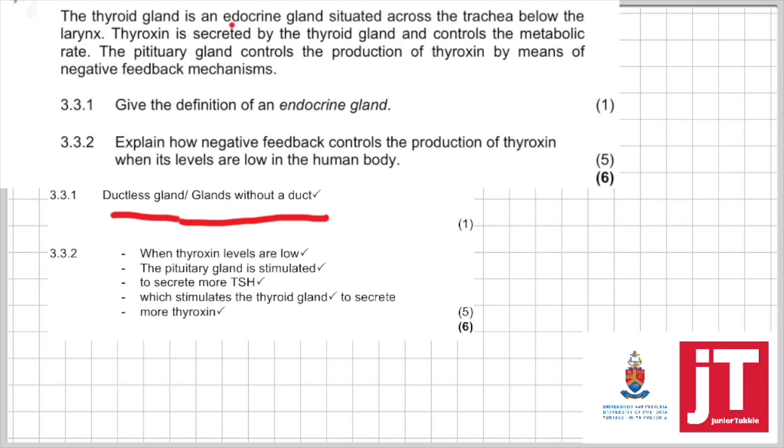3.3.2. Explain how a negative feedback mechanism controls the production of thyroxine when its levels are low in the human body. So, when the thyroxine levels are low, what happens? The pituitary gland is stimulated to secrete more thyroid stimulating hormone, which will then stimulate the thyroid gland to secrete more thyroxine.